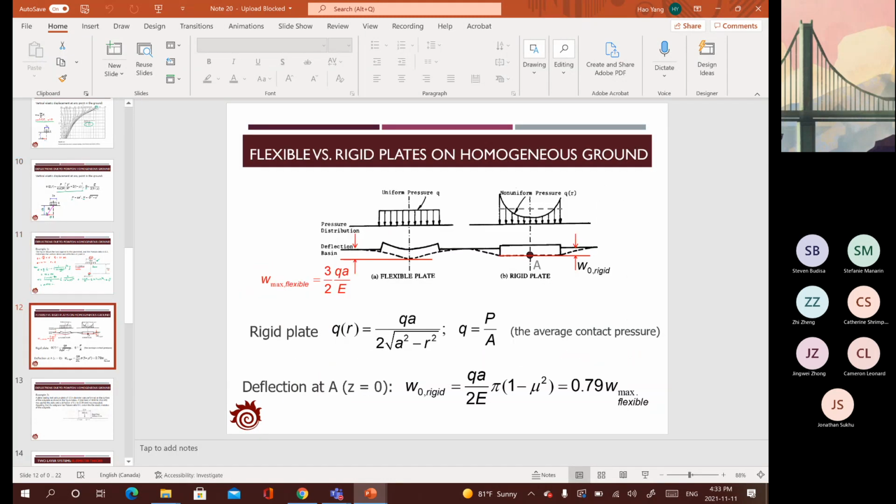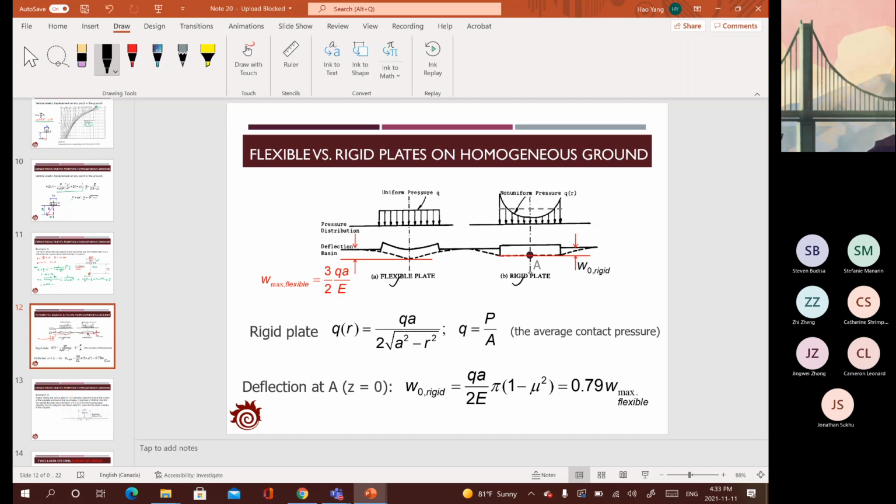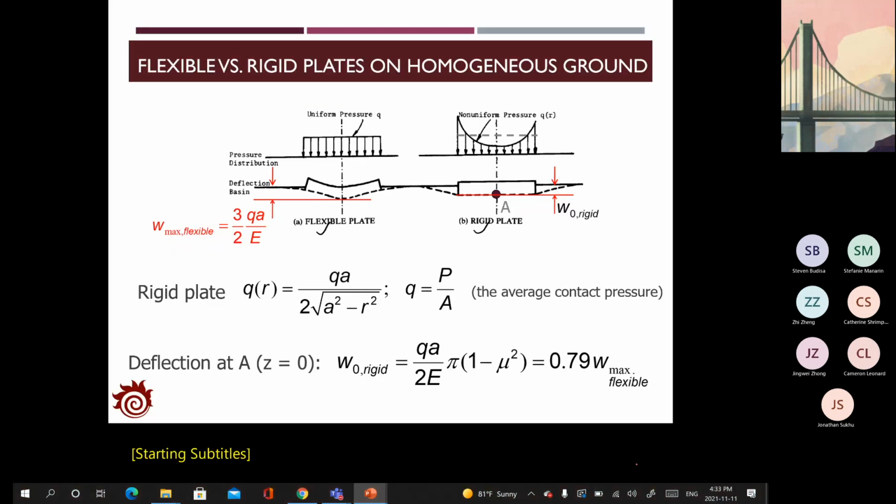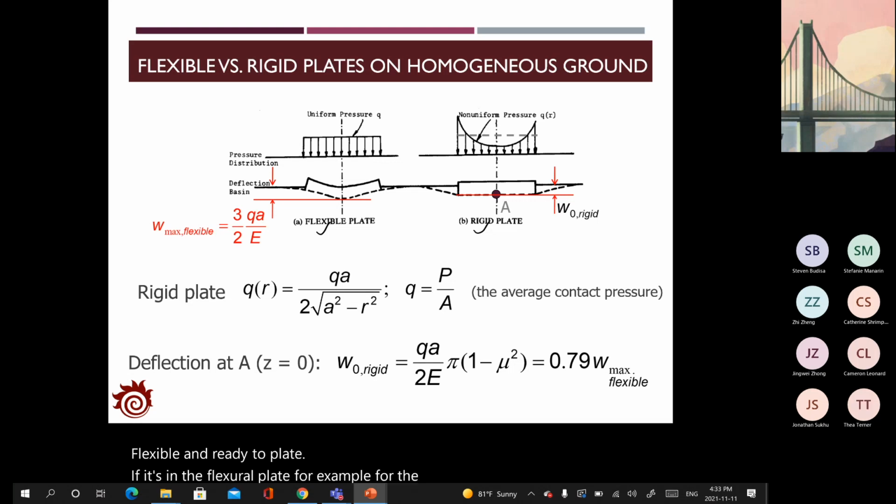This is actually applied for the flexible pavement. But if we are talking about a rigid plate, which is placed on the top of the homogeneous ground, then we should also know how we're gonna estimate the vertical stress or vertical deflections behind the rigid plate. And these two figures clearly show the difference between the flexible and rigid plate.